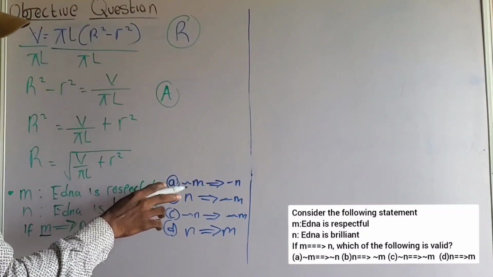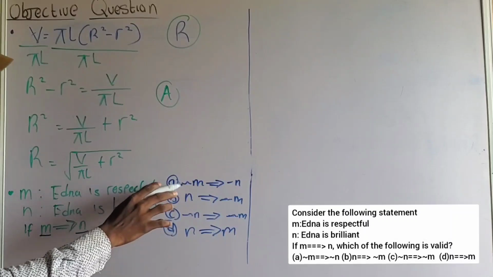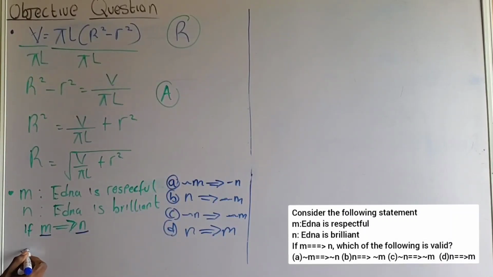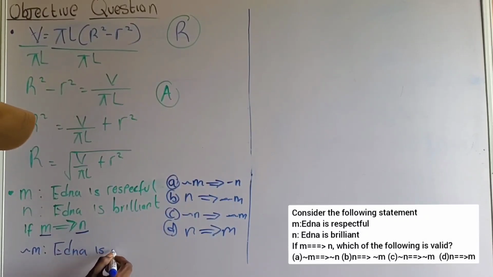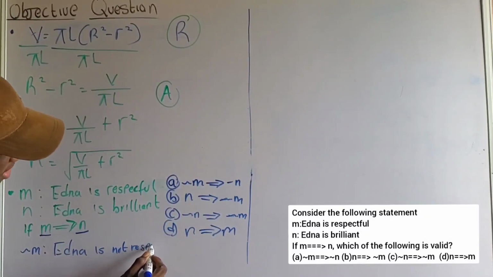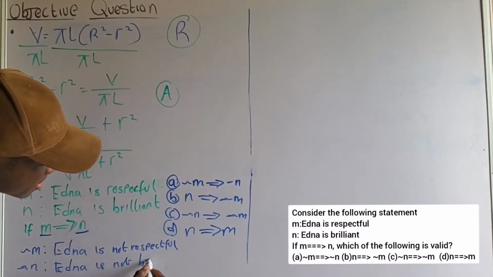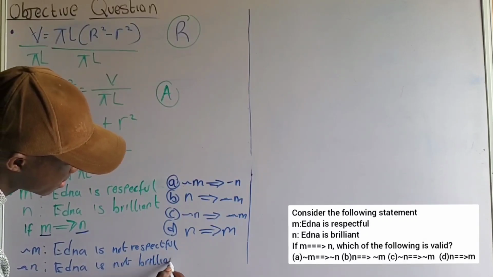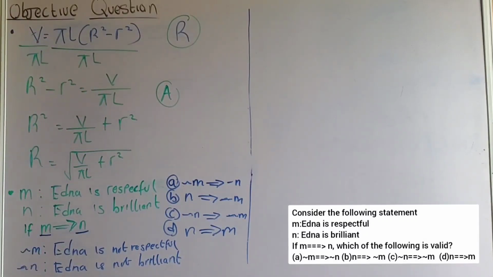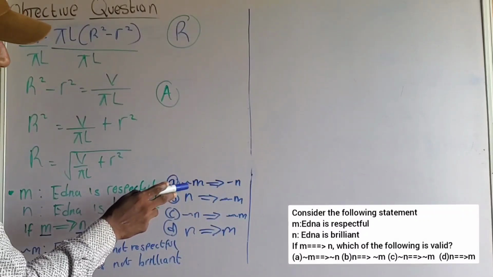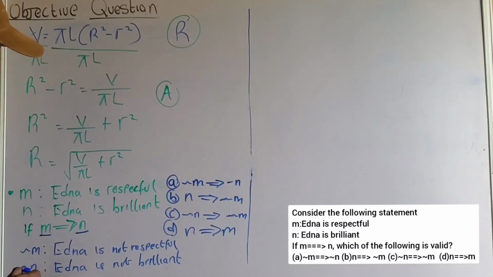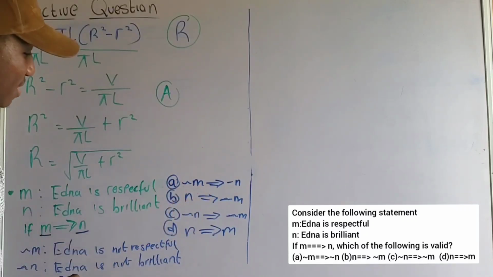The meaning of this negation sign that you see here is that negation M signifies that Ednan is not respective. That is, it doesn't have any respect. And negation N signifies that Ednan is not brilliant. Do you understand? So now, looking at these options, negation M means Ednan is not respective. Then negation N means Ednan is not brilliant.